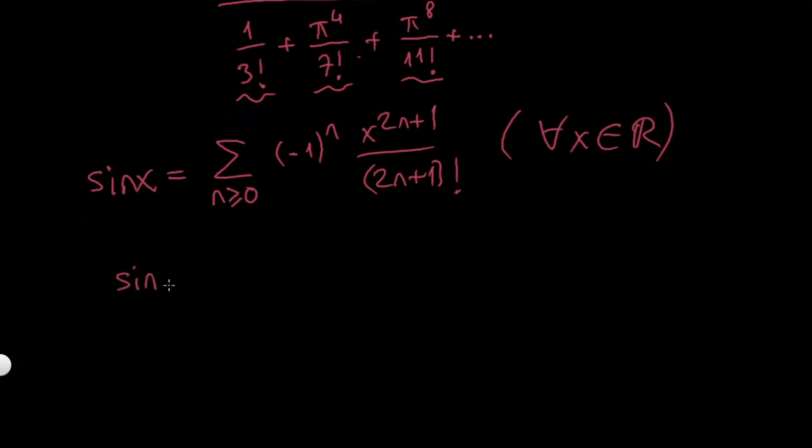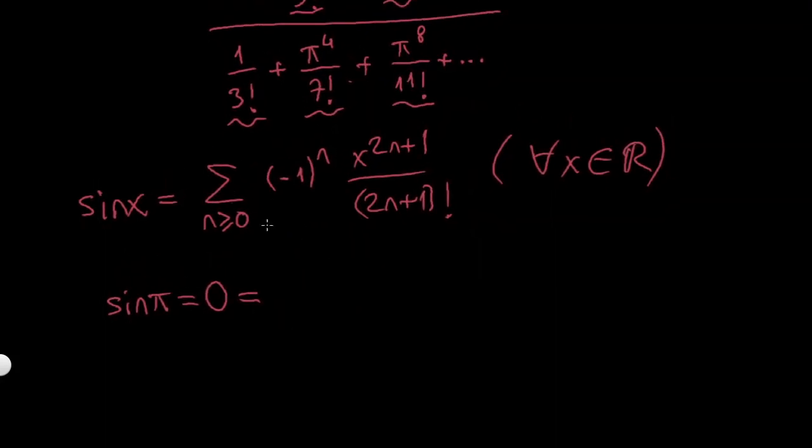So I have sine of pi, which is equal to 0, by the way. And this is going to be equal to, I'm just expanding this. So if I put n equal to 0, this will just give me pi, and minus pi cubed over 3 factorial, plus pi to the 5 over 5 factorial, and it will go on like this.